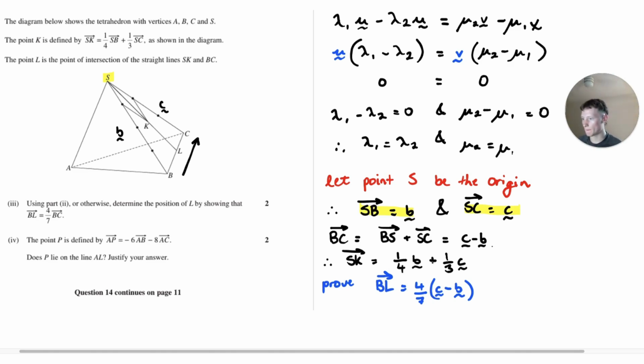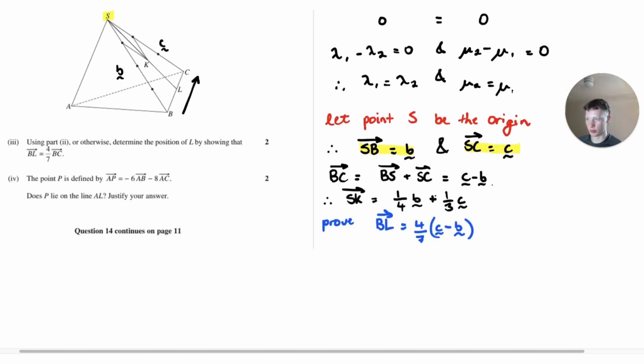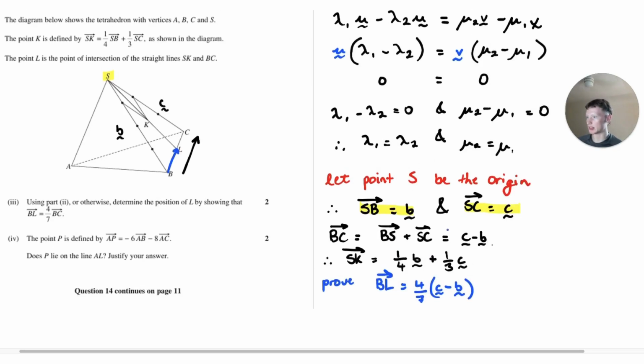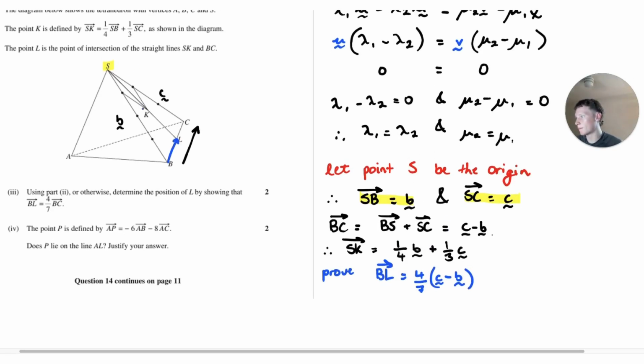Yes. And so what we're proving then in terms of these new position vectors is that BL, so this length here, is 4/7 of this entire length, B to C, which I've defined as C minus B. What's tricky about this is that SK is defined, but not SL. And so we know that L is an extension of the line SK, but the actual values that we've got for SK don't extend through to L.